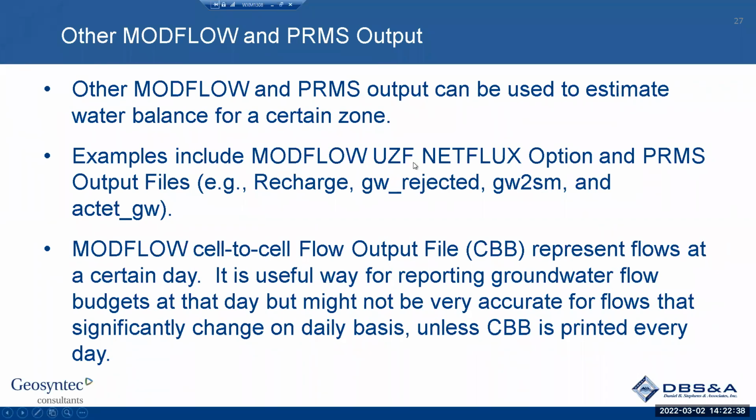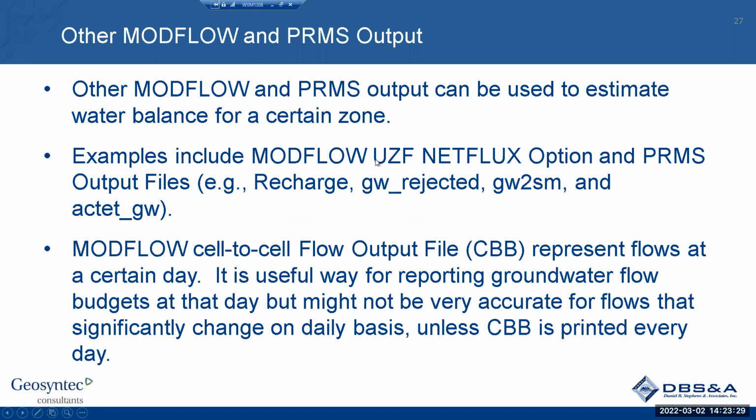So the good thing about this net flux option in UZF is that it's calculating a cumulative volume over a certain period of time, not just rates. So we use that option, which will allow us to calculate a volume over a period, not rates. Also, some other PRMS output files: recharge, groundwater rejected, GW2SM, that's groundwater to soil zone, so that's the surface leakage. So flow discharging back from groundwater into the soil if the water table is high. And ACT_ET_GROUNDWATER, these are the exact names as in the PRMS manual, and that's the ET from groundwater.